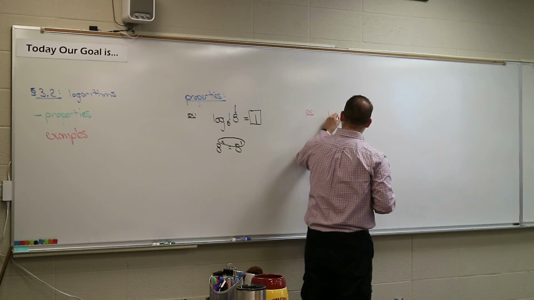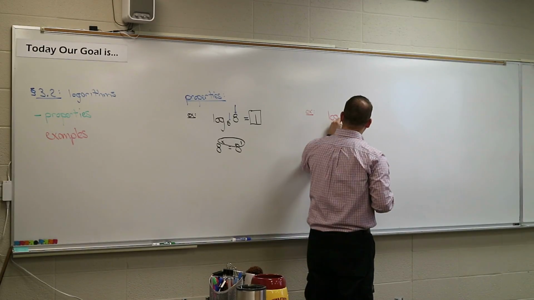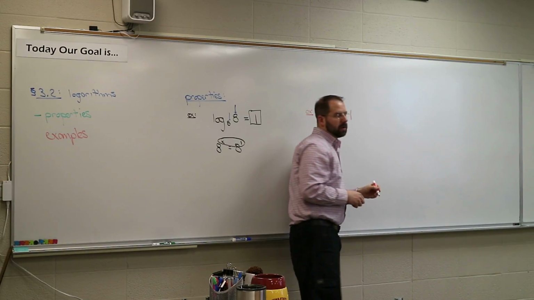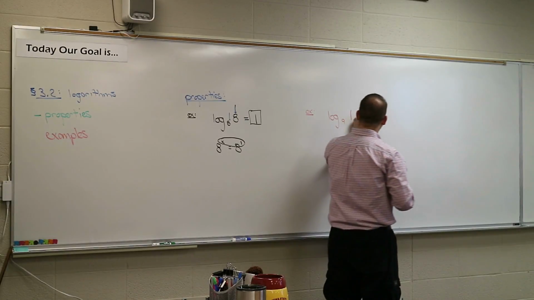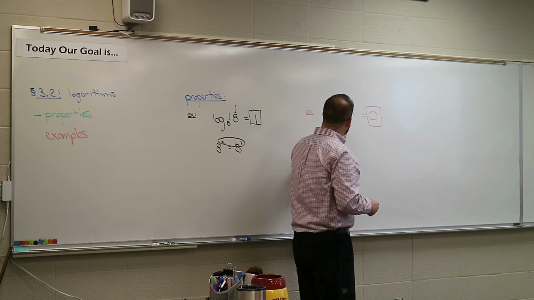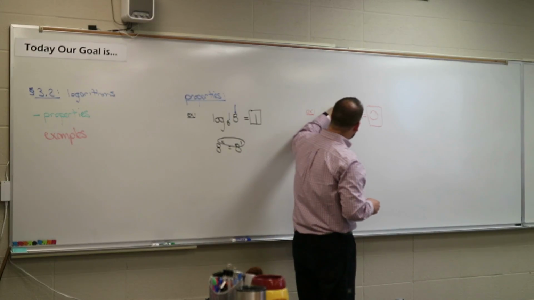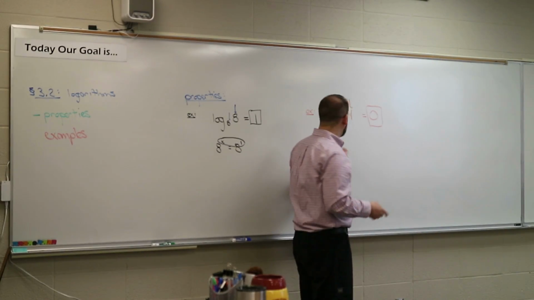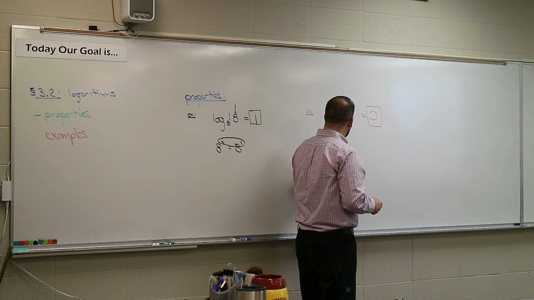Now, the next example. This is the next property we talked about. When you take a log of some number, I'll just use 9, and they have a 1 sitting here, the answer that we talked about yesterday is going to be 0. Why? Because the power you're going to put on a 9 to make it 1 has to be 0. 9 to the 0 power is 1.